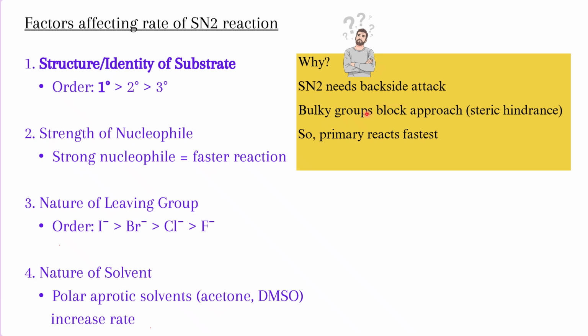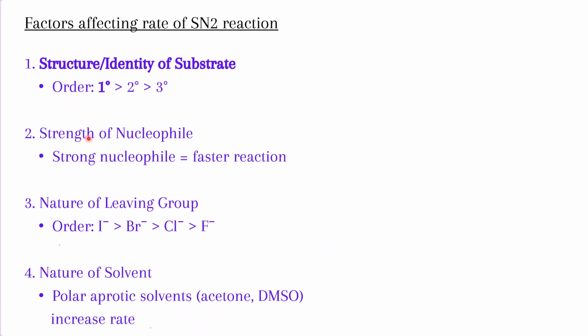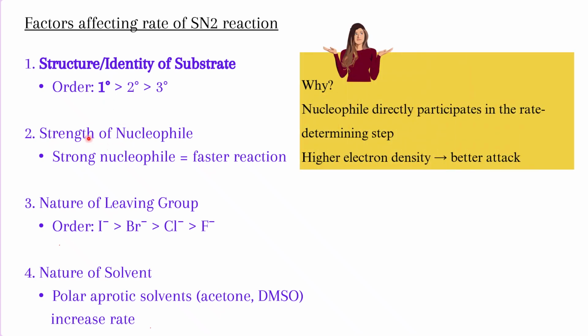So I will prefer going with the primary alkyl halides than that of secondary than that of tertiary. So the preference order is that we usually prefer primary alkyl halides for SN2 reaction. Second is the strength of the nucleophile. So when I say strength of the nucleophile, remember in case of SN2 reaction, the order of reaction is 2, that is this reaction is bimolecular. This means the rate of the reaction is directly dependent upon the nature of the nucleophile and also the substrate.